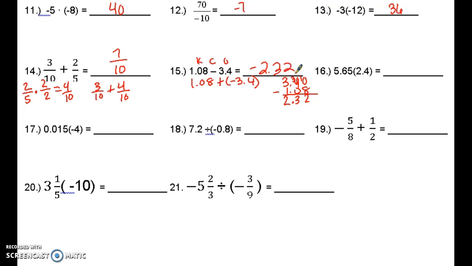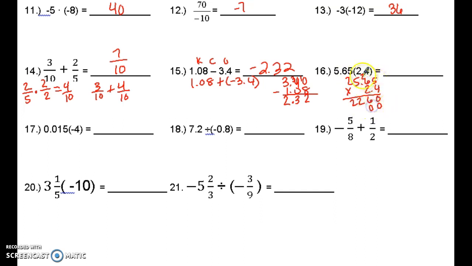Number 16, when you are multiplying decimals, you do not line up the decimal. 4 times 5 is 20. 4 times 6 is 24. Plus 2 is 26. 4 times 5 is 20. Plus 2 is 22. Bring down a 0.